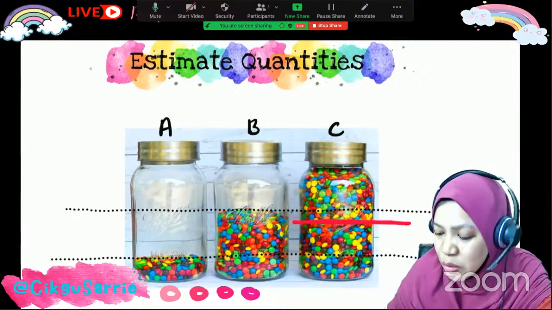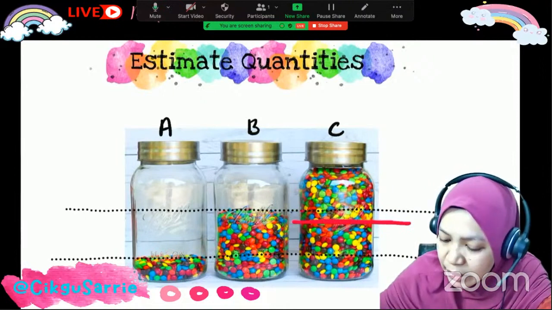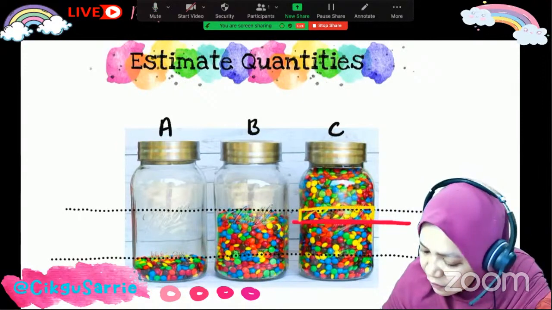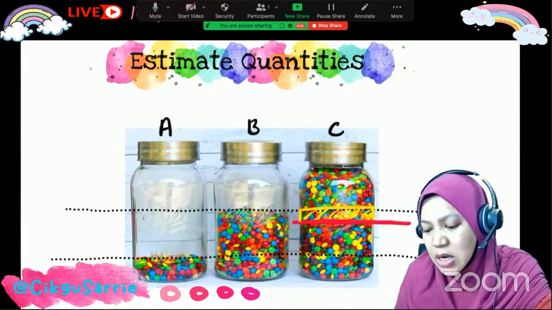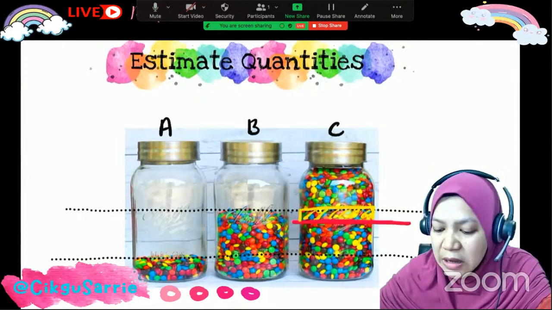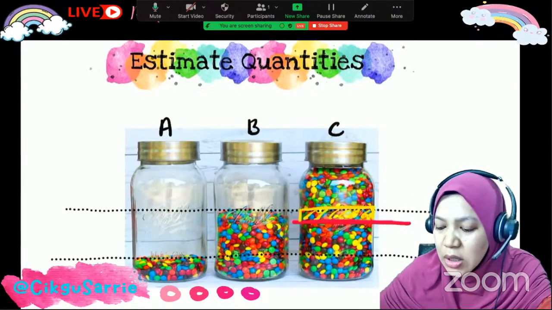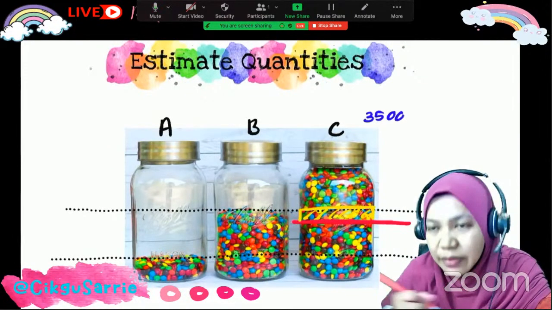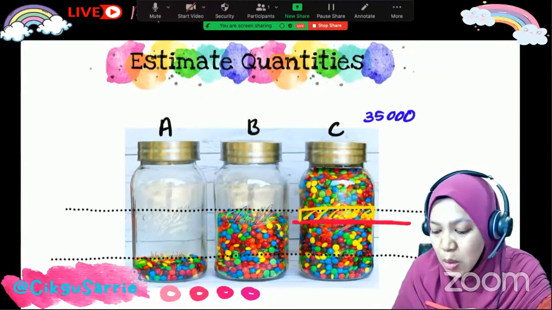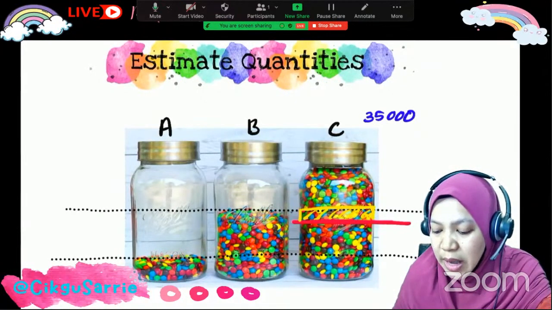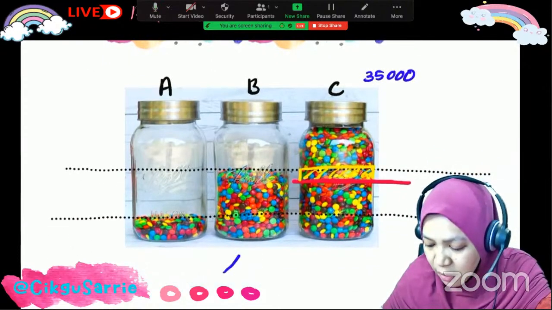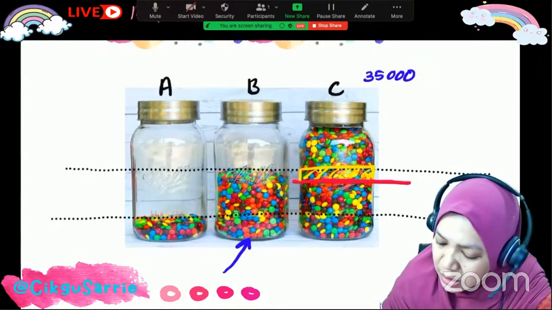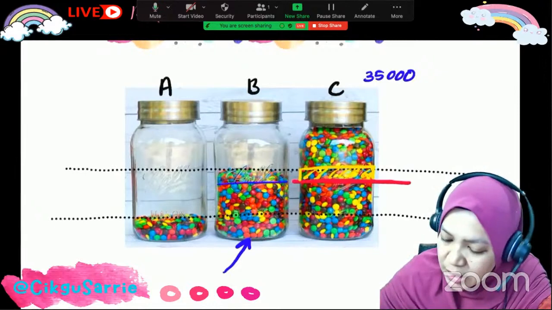Okay, so we have extra here. Okay, I will draw this one. Okay, and half. Okay, so now if the number of chocolates in bottle C is about 35,000, what is the estimation we can do for bottle B? Maybe we can say here is about 300.